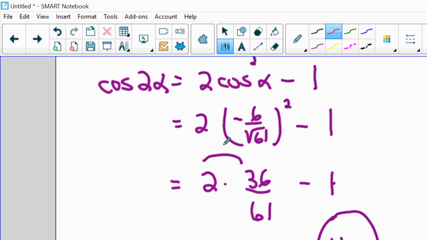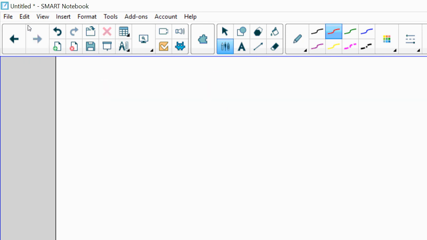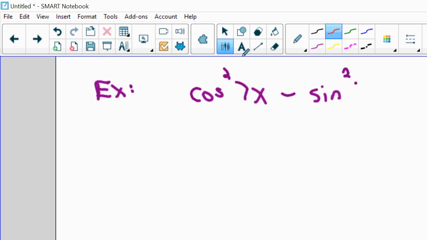Now, the book is getting it right after verifying identities, which I'll do later. They just want to ask you some trick questions. So here's an example. What is cosine squared of 7x minus sine squared of 7x? Well, you know that's that cosine double angle formula, so it's cosine 14x.